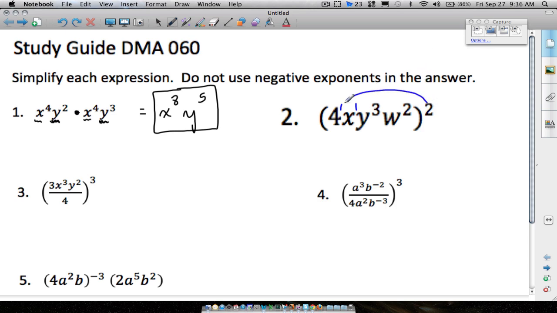So therefore we have 4 to the first becomes 4 squared, because we take the 1 right there times 2. The same thing here, 1 times 2, that gives us x squared. Y to the 6, because we take 3 times 2. And the same thing for this w squared, 2 times 2, we get w to the 4th. Now let's go one more step, because 4 squared is going to give us 16, but that's the only thing I want to change. Everything else remains the same in our answer.